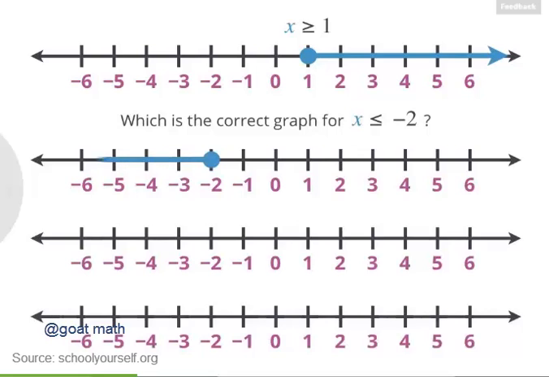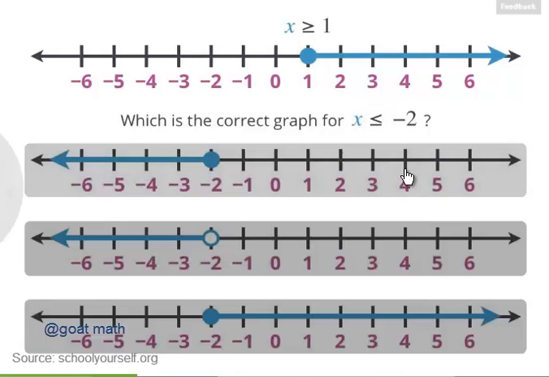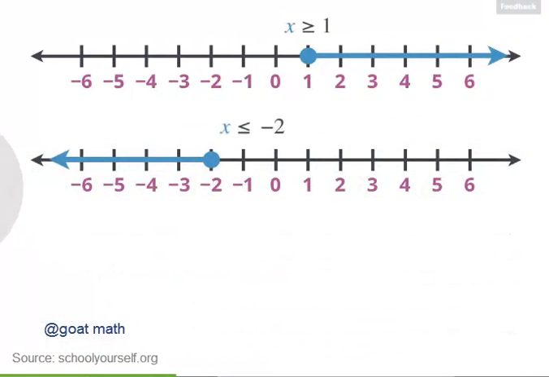Next, try identifying which of these is the correct graph for this inequality, which says that x is less than or equal to -2. Precisely, here's the graph for x less than or equal to -2. All the numbers less than -2 are solutions, and -2 itself is also a solution, so we have a closed dot.